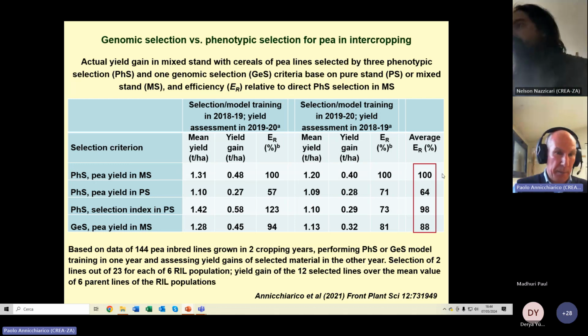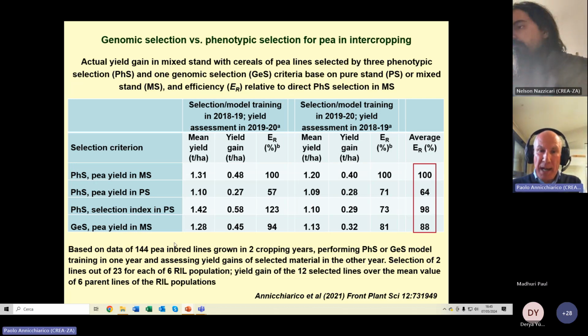And what we could see here is that direct selection in mixed stand for pea grain yield still has the highest efficiency. As I anticipated, selection in pure stand according to a selection index is anyway highly valuable, but the genomic selection as well has a high interest, because we have a little loss of efficiency, but in the end, the cost for the genotyping assessment of a genotype tends to be lower than the phenotypic assessment in replicated plots. So this is, I would say, indeed a promising selection strategy.